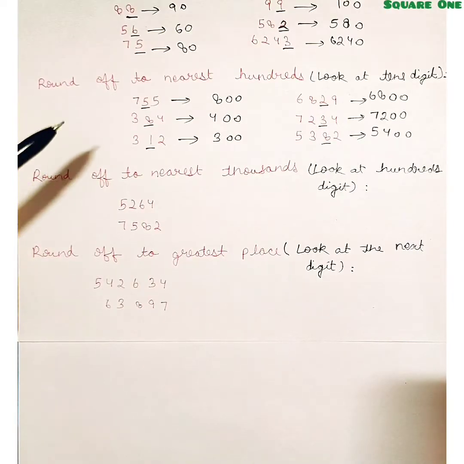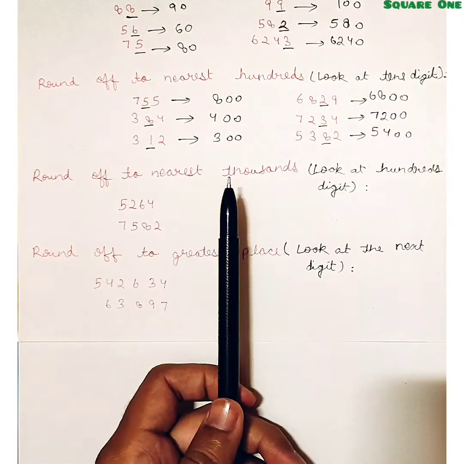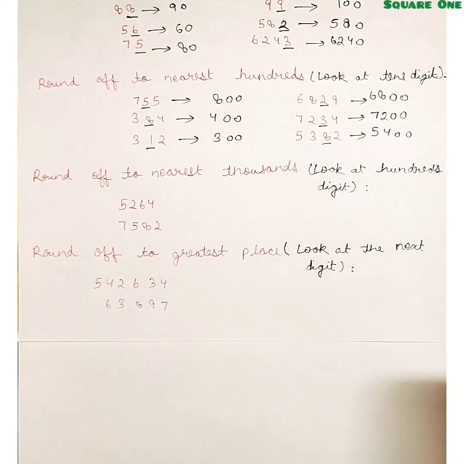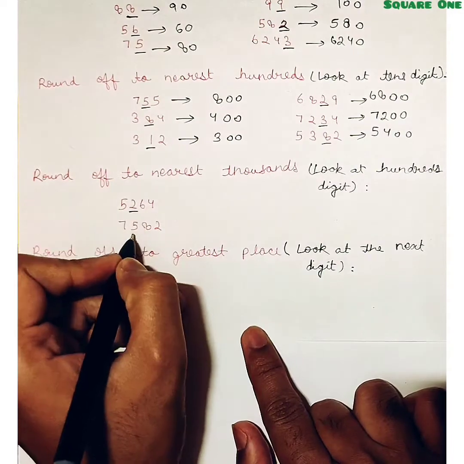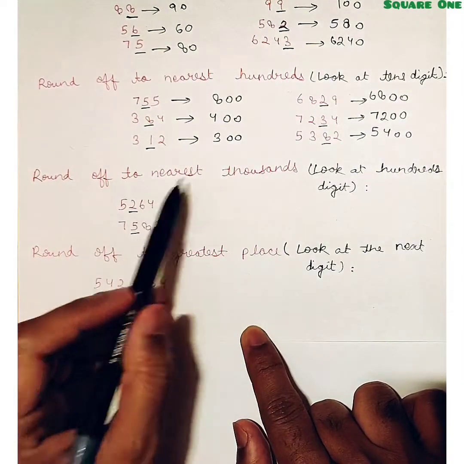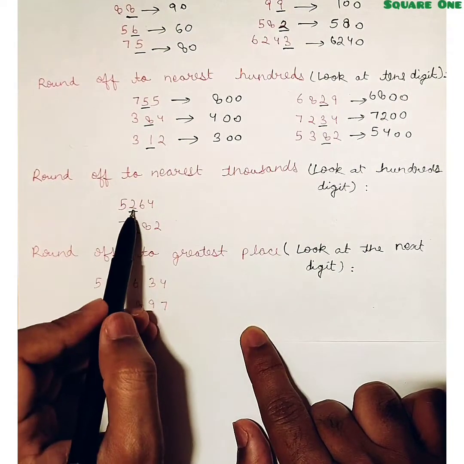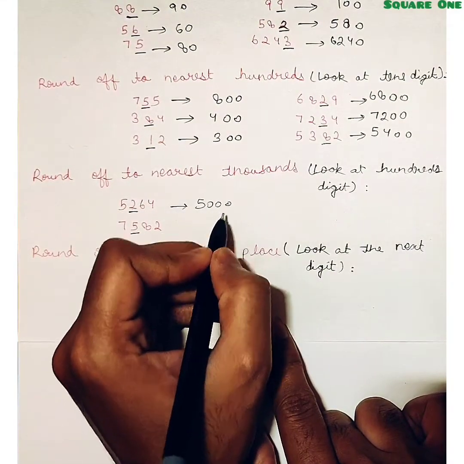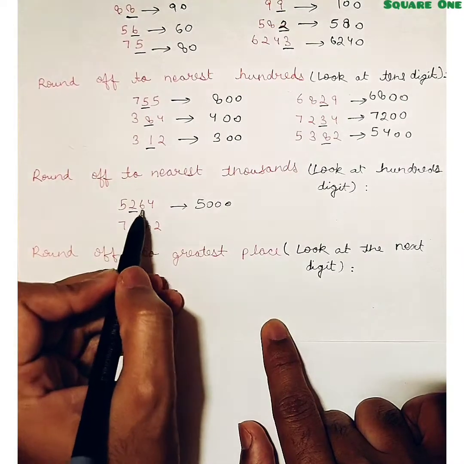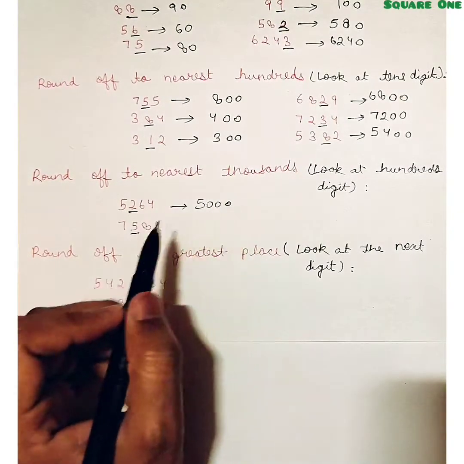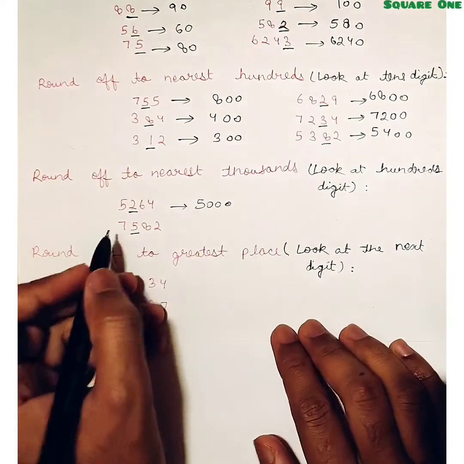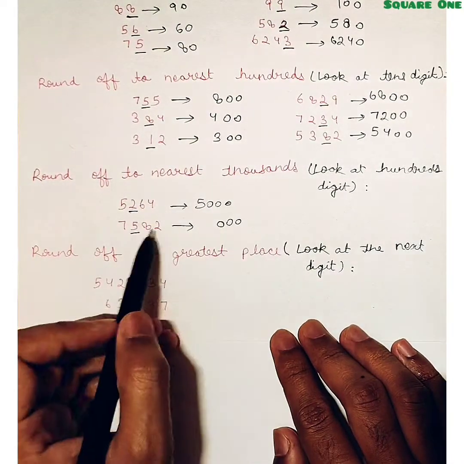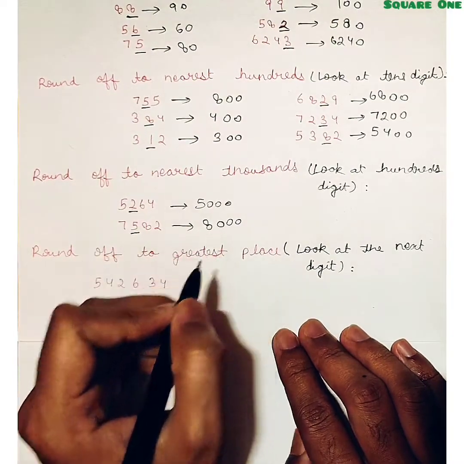Now in the next question I have to round off to the nearest thousand. So the digit that I will look up to will be hundreds. That means I have to look at the digits on the place of hundreds and I have to round these numbers to the nearest thousands. Here we have 2, so it will become 5000. 5264 will become 5000. 2, 6, 4, they all become 0 and 5 remains like that. In this question 582 becomes 0 and we add 1 to 7 and becomes 8000.